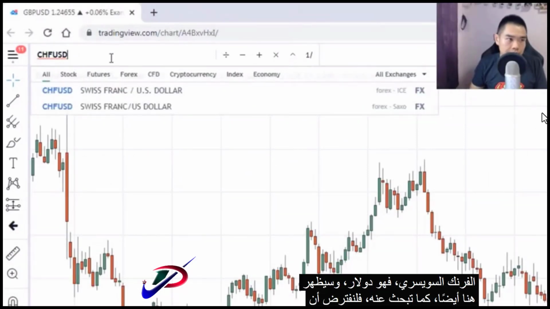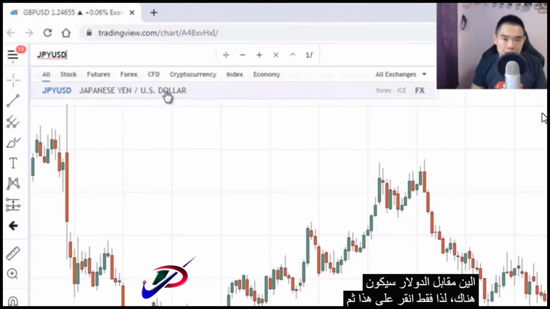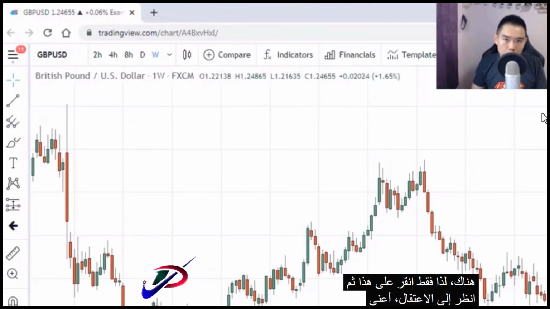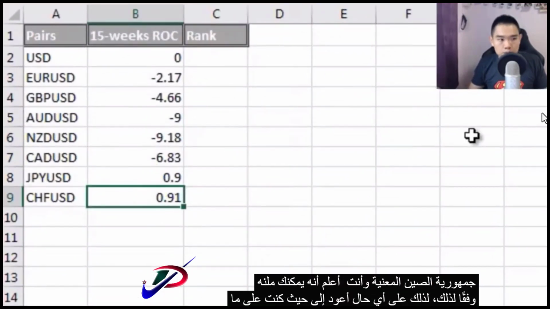You look for, let's say, the yen against the dollar. It will be there as well. So just click on this and then look at the respective ROC and fill it up accordingly. So anyway, back to where I was, alright.